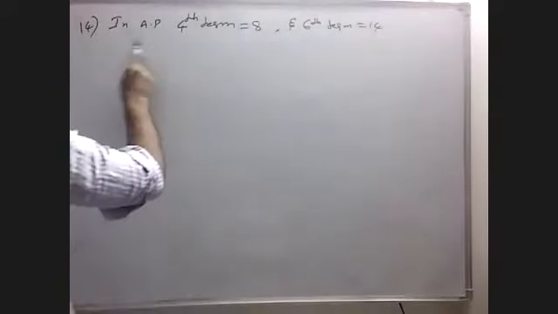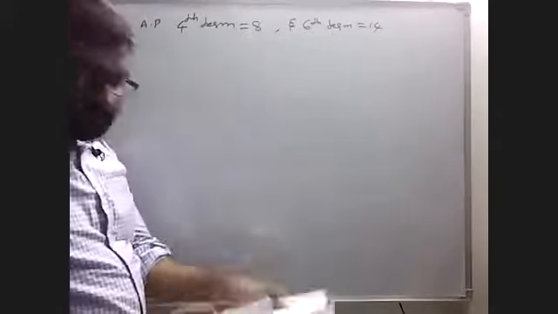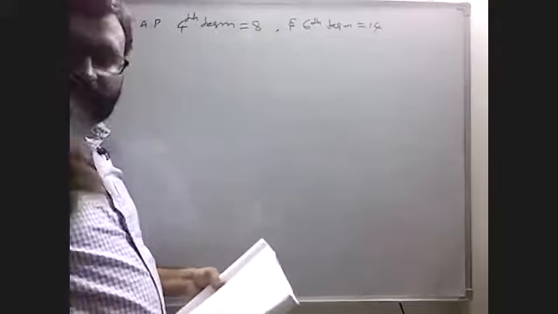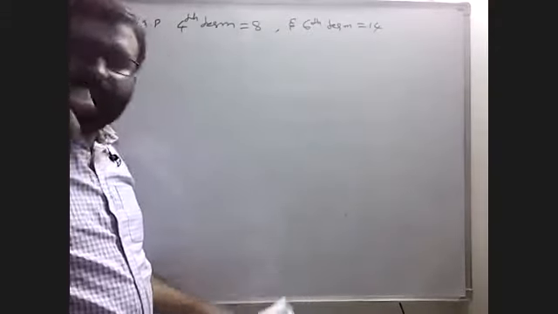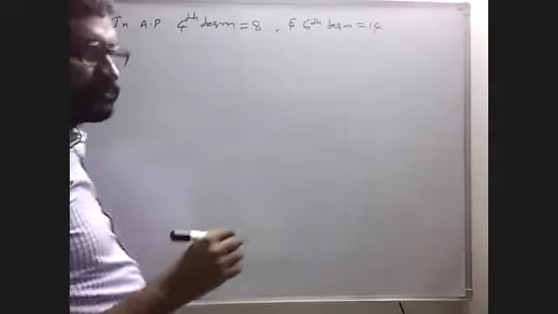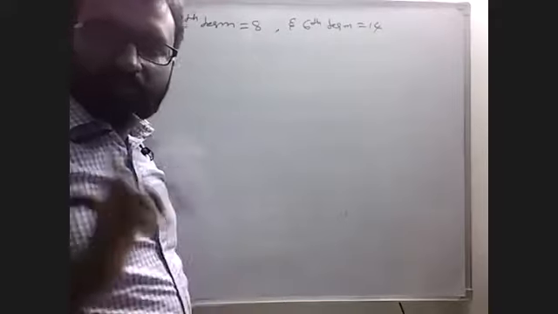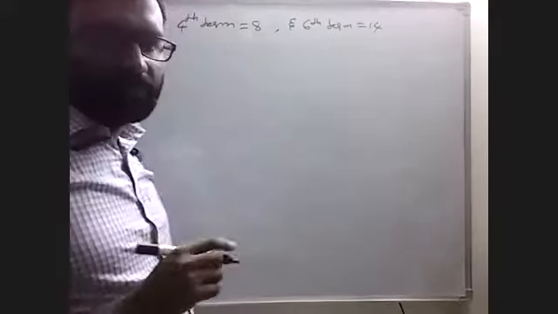The question is: in an AP, the 4th term is 8 and the 6th term is 14. Then find the first term, common difference, and the sum of the first 20 terms.